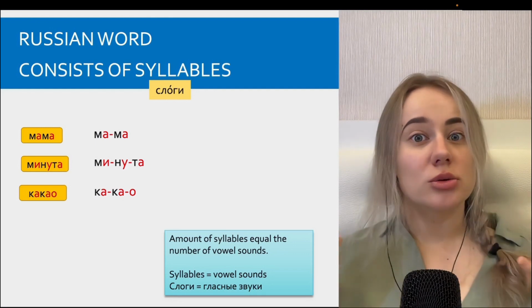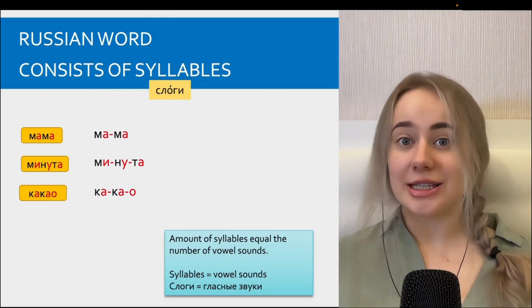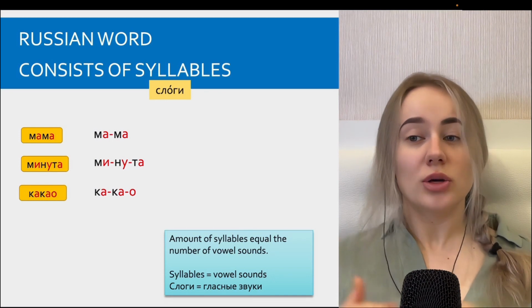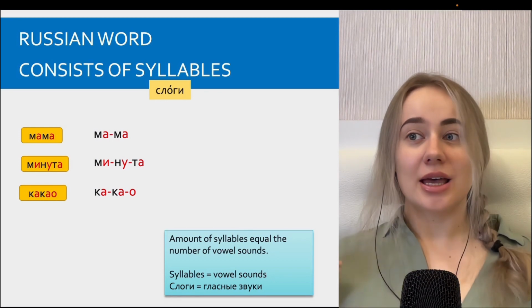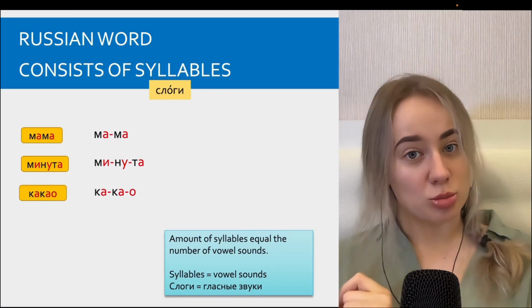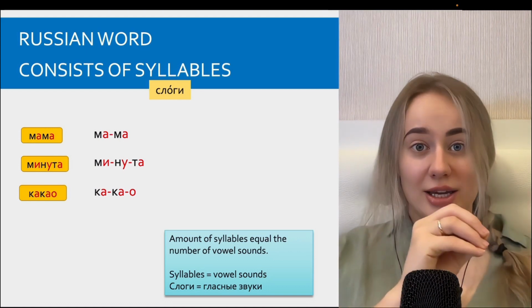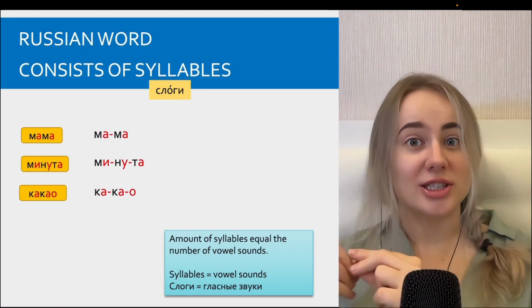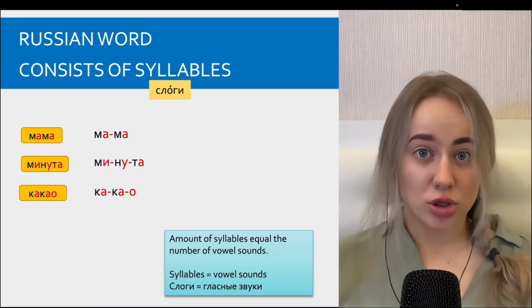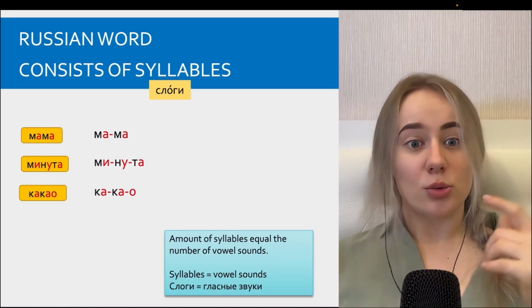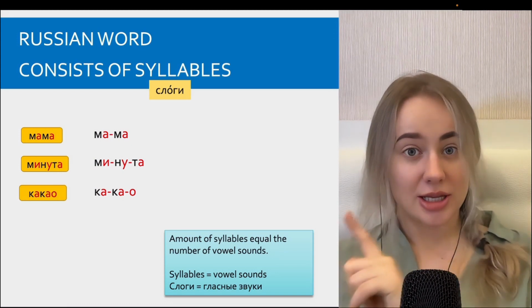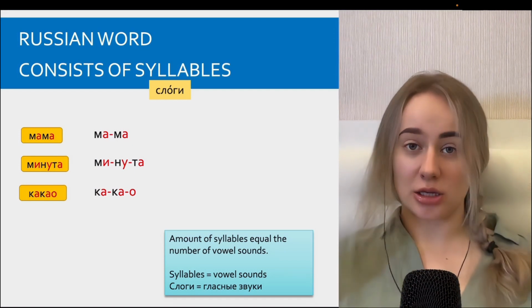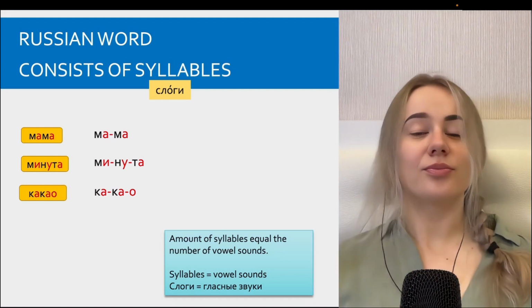Why do you need to do this? It will help you to read Russian words, Russian texts. You need to look at the Russian word as a set of syllables. If you divide the word into syllables, it will be much easier for you to read it. And when you read it by syllables, then you join it together and you get a word.